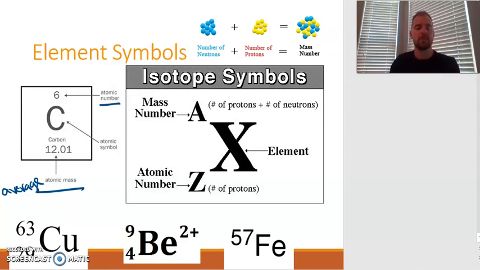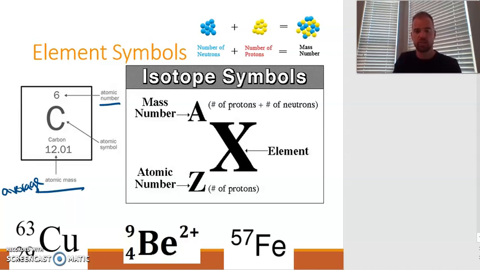So the element symbol on the periodic table gives us a lot of information. The problem is, it doesn't give us information for a specific carbon atom. It just gives us general information about carbon. To get more specific, we need to look at what's called isotope symbols, or isotope notation. So this is probably notation you'll see more often when we are referring to specific atoms of a particular element.